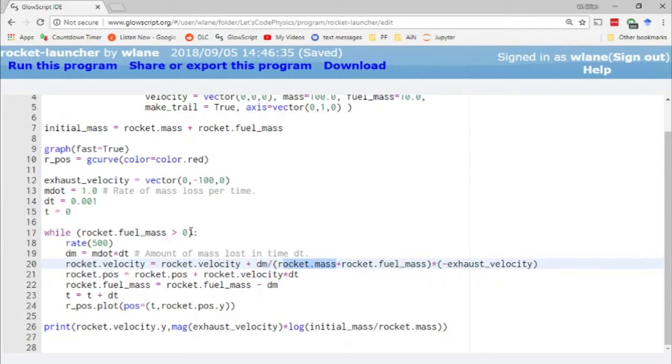And we're going to have this code run for as long as the fuel mass is greater than 0, because obviously once the fuel mass runs out, the rocket is not going to be accelerating anymore.